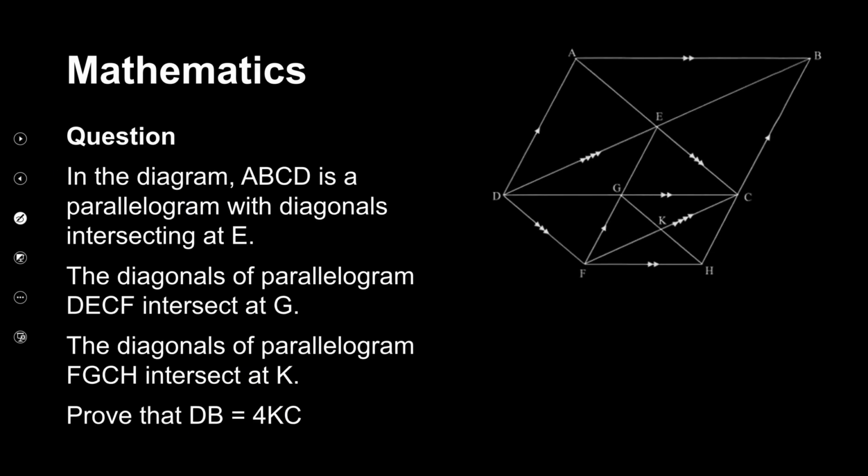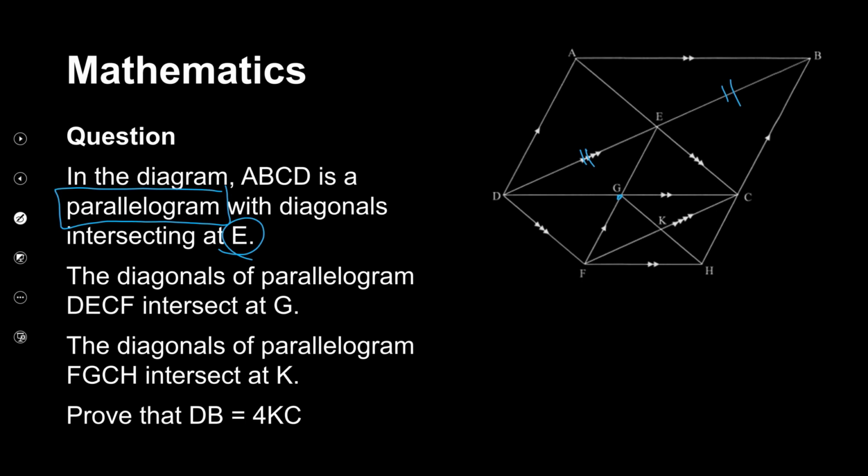Now, in the diagram, ABCD is a parallelogram. All right, parallelogram, there's a lot of nice things about a parallelogram, with these diagonals intersecting at E. So what does that tell me? It tells me that this will be equals to that. I know that. And then also the diagonals of parallelogram DECF intersect at G, which is at that point.